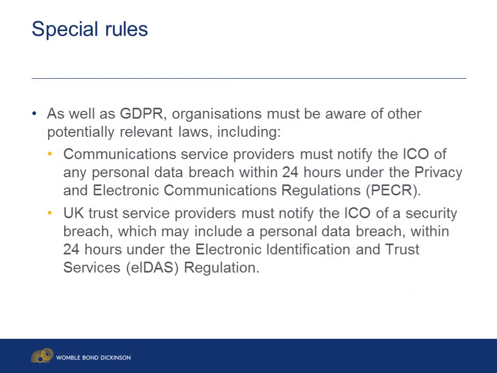As well as GDPR, organisations operating in particular sectors need to be aware of any special rules that apply to them. Examples include communications service providers, such as telecommunication operators, who must notify the ICO of a personal data breach within 24 hours to comply with the Privacy of Electronic Communications Regulations, or PECR. PECR is due to be replaced by a new EU e-privacy regulation, but the implementation date for that new regulation has yet to be finally confirmed. UK trust service providers are also subject to a 24-hour reporting obligation under the Electronic Identification and Trust Services Regulation, or eIDAS.